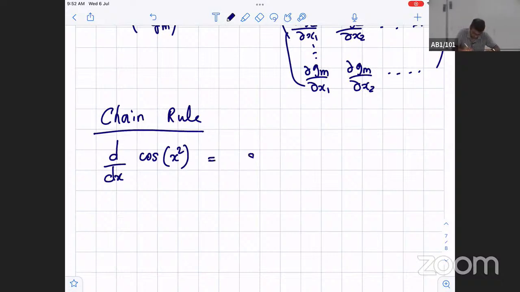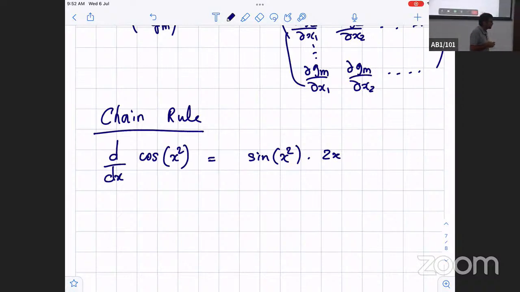So somebody said sin x squared into 2x, right? So why did we do it this way? Yeah, so this is the chain rule. You take the outer function's derivative, then take the inner function. You keep going till you don't have anything left, right? So the idea is this.